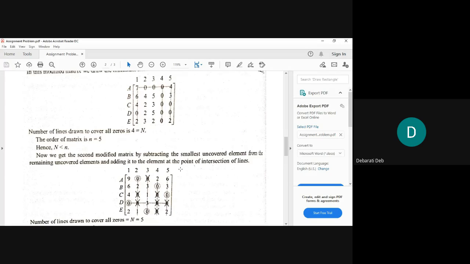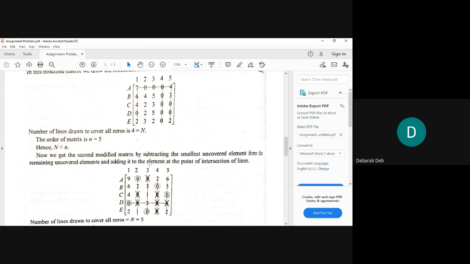Okay, put those big third brackets. Write 1, 2, 3, 4, 5 at the top, A, B, C, D, E at the left hand side. Now we have identified the minimum uncovered element to be 2. First of all, we will add this 2 to the intersecting points, that is with 7, with 0, with 4, we will add this 2.